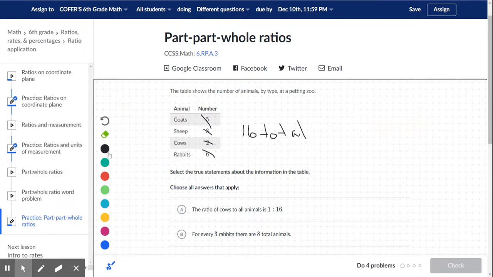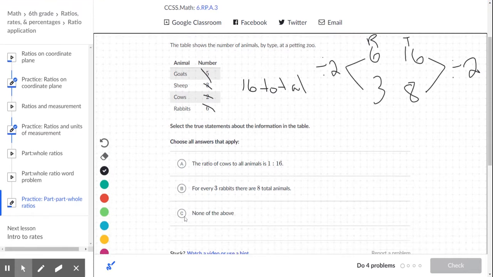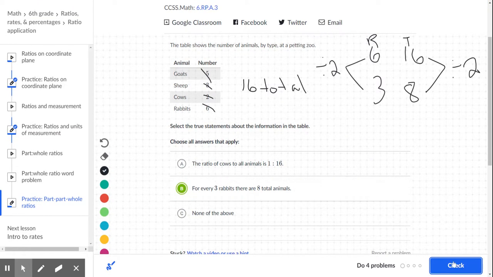Okay, so with my rabbits, I have 6 rabbits and I have 16 total. T for total, R for rabbits. Then they tell me here for every 3 rabbits, there are 8 total animals. Let's see. To get from 6 to 3, I divide by 2. If 16 divided by 2 is 8, then those are equivalent ratios. 16 divided by 2 is 8, so B would work.